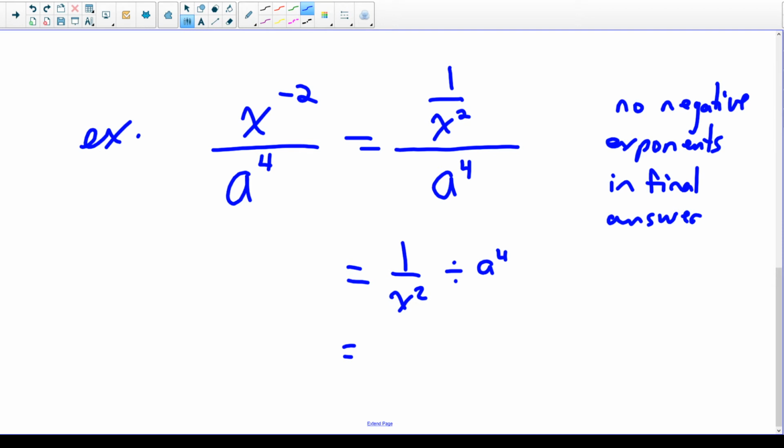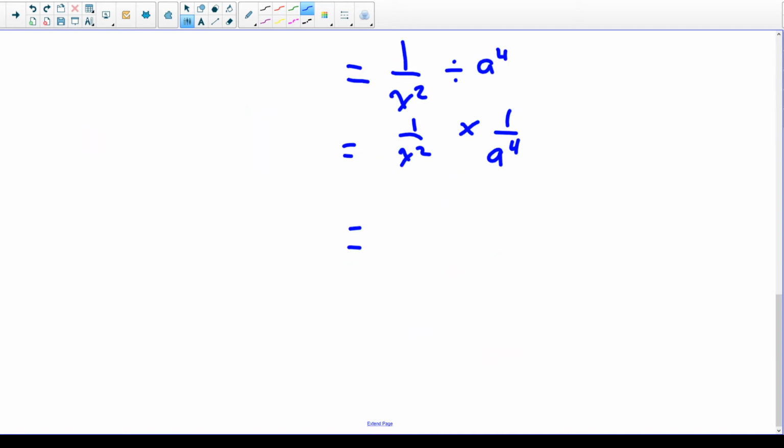So dividing with a fraction means multiply by the reciprocal. That's right. Now, I just said that the a to the 4 doesn't flip, though. So all of a sudden, we do have to flip the a to the 4. But it's not because of the negative exponent. It's because of the nature of dividing with fractions. So 1 over x squared becomes a multiplication by 1 over a to the 4. And we end up with 1 over a to the 4, if we write it alphabetically, times x squared.